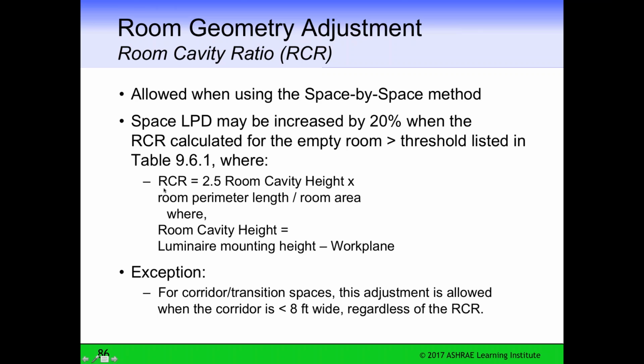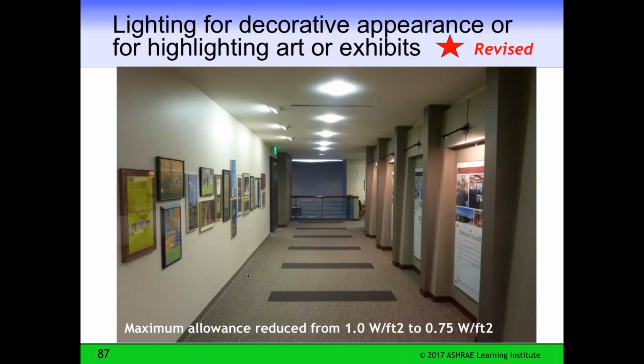For the room cavity ratio, you're given an equation here, the RCR equation, and I won't go through that in detail, but it's all laid out here, and there's an example for you to see. But essentially, you get a 20% increase in the amount of power in the space. And if you have a corridor that's less than 8 feet wide, the adjustment is allowed. And here's an example of decorative lighting.